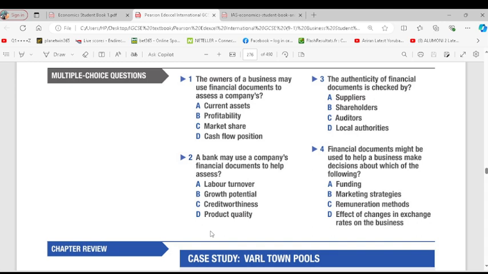The authenticity. What is authenticity? How accurate. The authenticity of financial documents is checked by A. Suppliers. B. Shareholders. C. Auditors. D. Auditors, that's the answer. That's their job. They will check the authenticity of financial documents, how accurate they are. So the authenticity of financial documents is checked by the auditors. Question 3 is C.